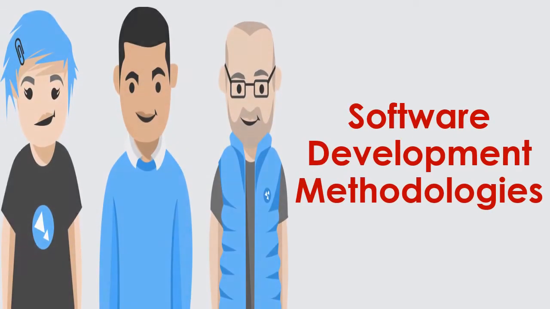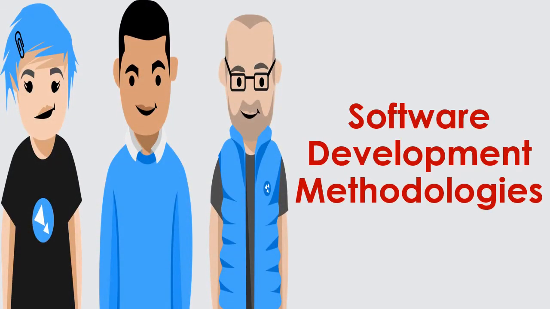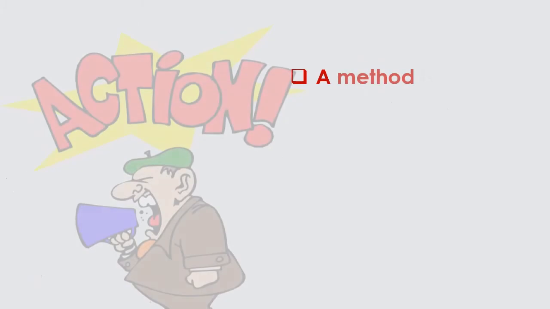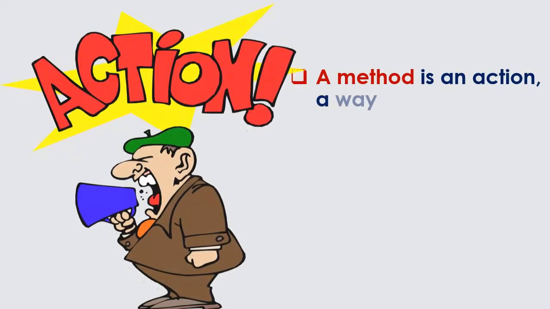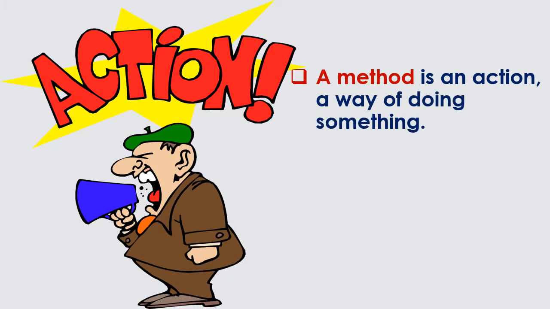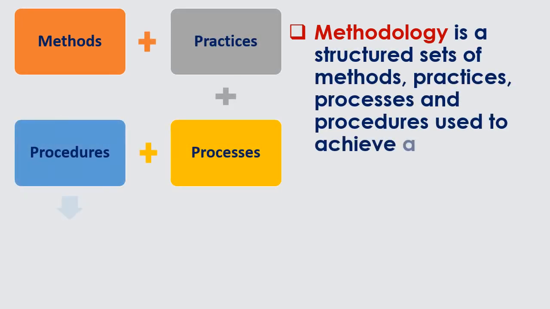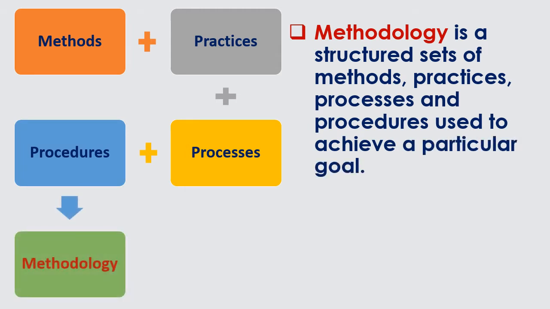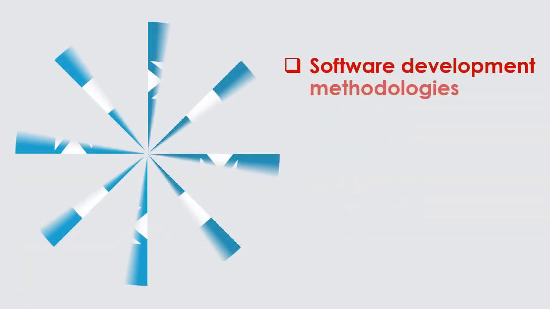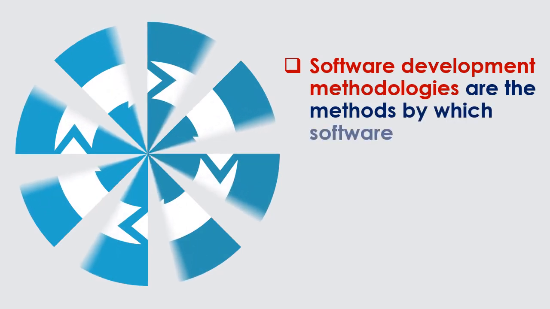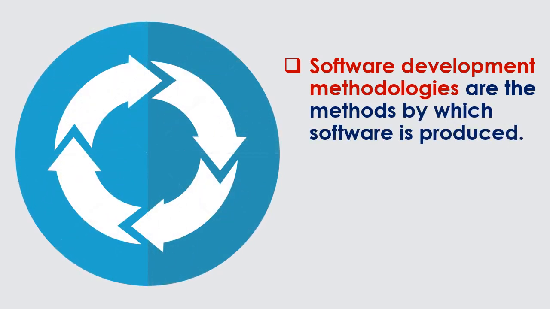Software development methodologies. A method is an action, a way of doing something. Methodology is a structured set of methods, practices, processes and procedures used to achieve a particular goal. Software development methodologies are the methods by which software is produced.